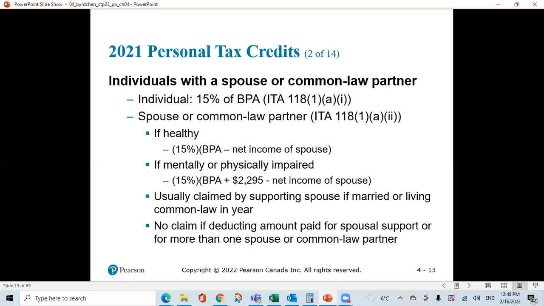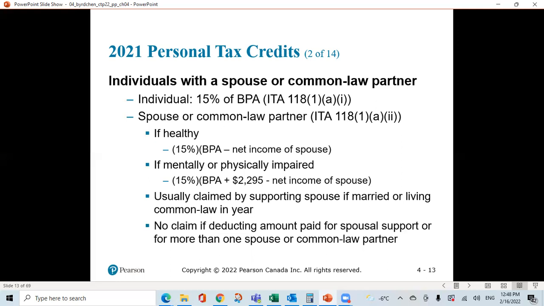you simply use the bracket. We have our BPA if the person is healthy. Okay, so if the person is healthy, we simply use the BPA and then deduct the net income of $100,000 and then multiply by 15%. We are going to show examples in our tax book. They always give you a different description if the person is infirm or not.